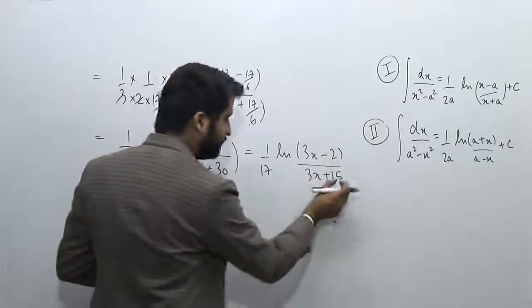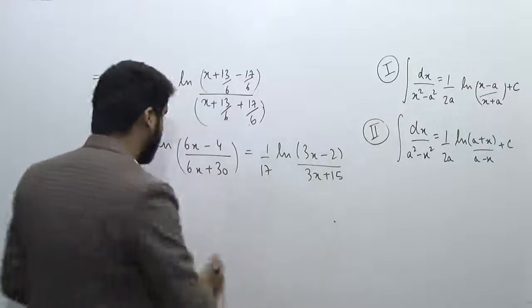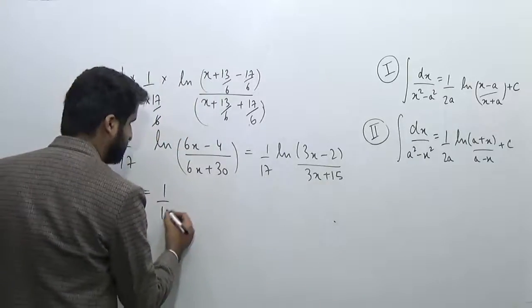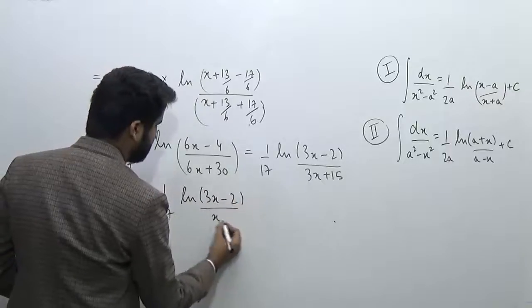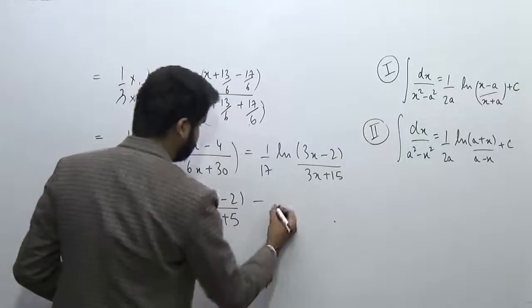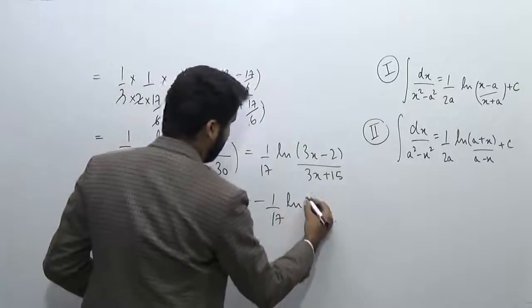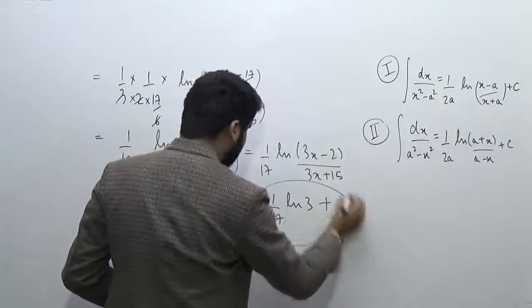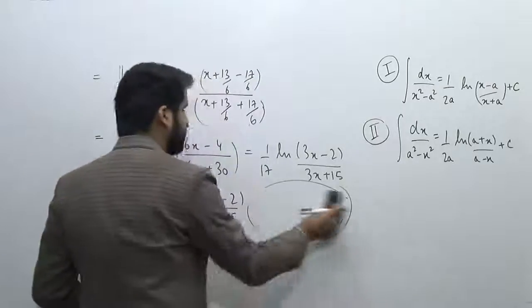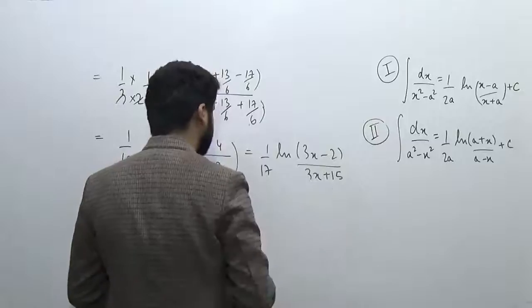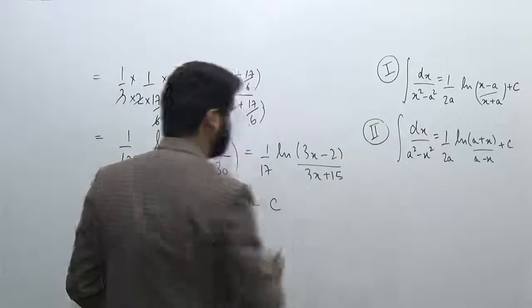Now I can take a 3 common from the denominator, and I can write this as (1/17) ln|(3x − 2)/(x + 5)| − (1/17) ln 3 + c. Since this is a constant value, this whole can be written as some new constant c dash. So I am going to write c only.